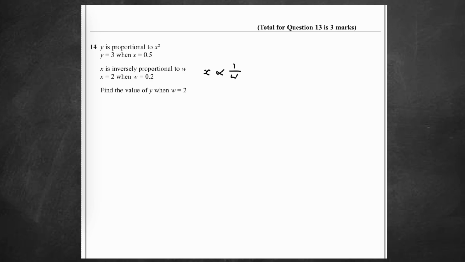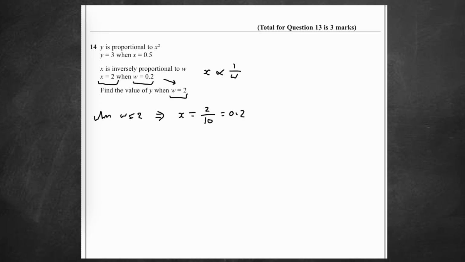Therefore, we have W at 0.2. It's gone up by a factor of 10, which means we need to divide X by a factor of 10. So I'm going to say when W equals 2, X equals 2 over 10. As again, we've timesed W by 10, so we need to divide the X by 10, which is 0.2.